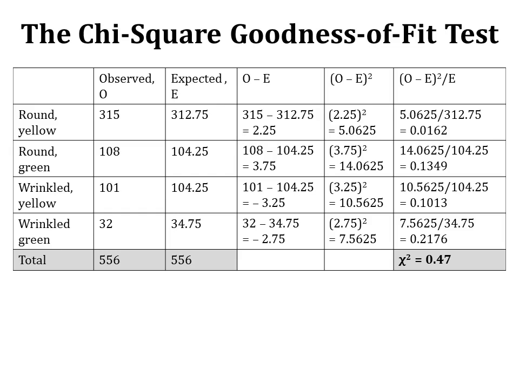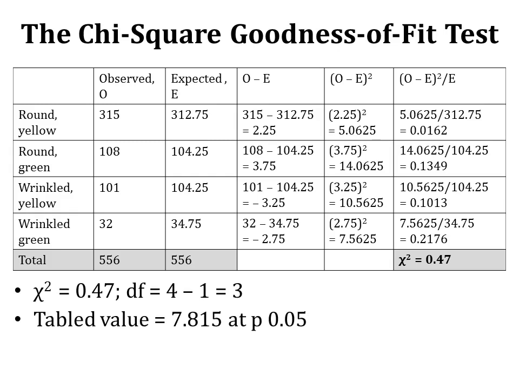So what should be our next step? Next step is to define the degree of freedom and to compare this calculated value with the table value of chi-square. So our degree of freedom is, because there are 4 classes, 3. The table value that we took from the table of chi-square distribution is 7.815 at probability of 0.05.